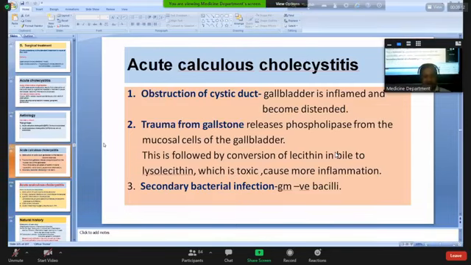And thirdly, whenever there is distension of the bladder, when there is initiation of the inflammatory process, the bacteria already present in the bile might take the opportunity to invade the wall and lumen. So in acute cholecystitis, all three are present: obstruction of the cystic duct by the stone, trauma from the stone which releases phospholipase, and lastly secondary bacterial infection. It may be gram positive or gram negative. All these three factors are ultimately responsible for acute inflammation, that is, acute cholecystitis.